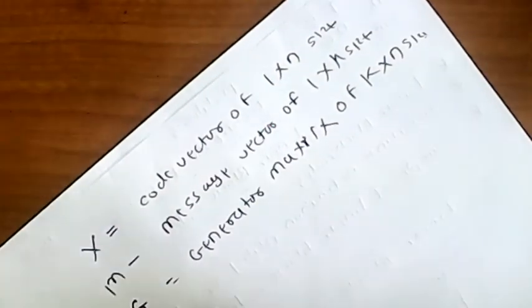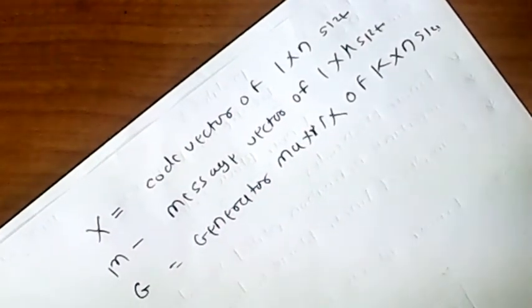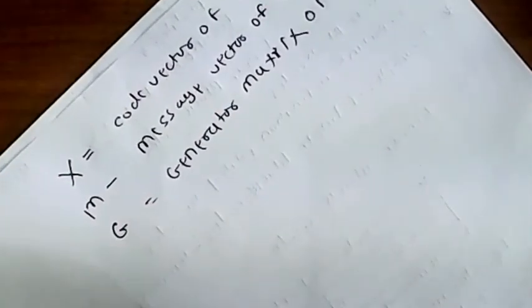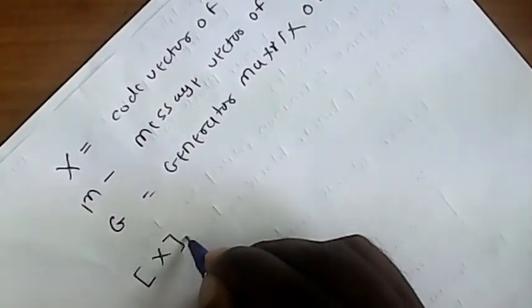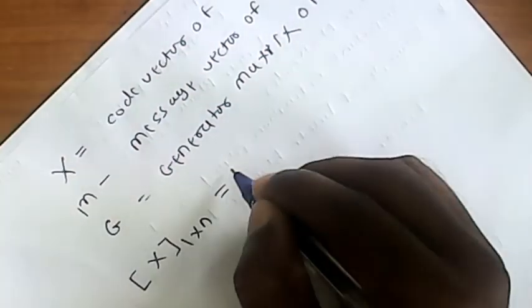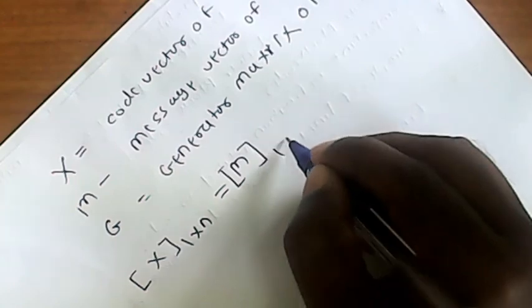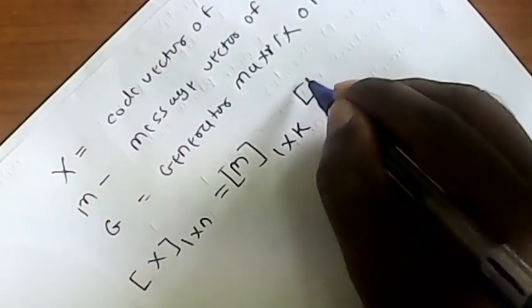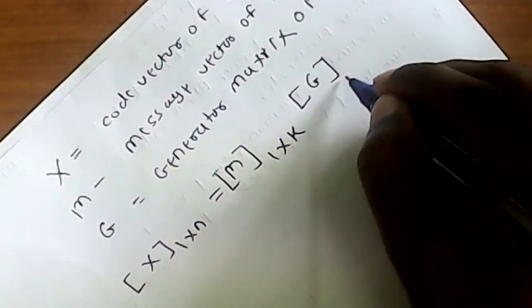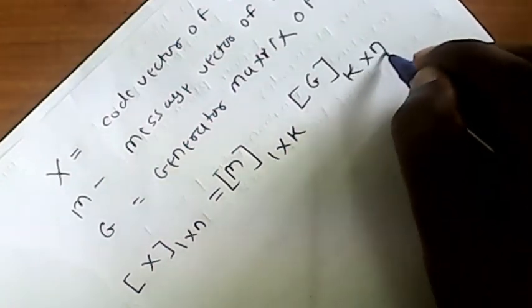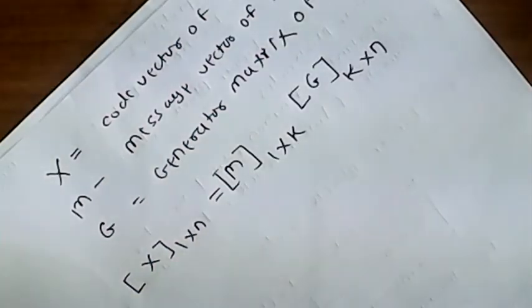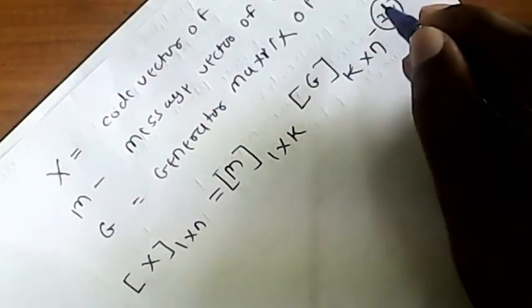So we can represent a code vector in the form of message vector times generator matrix. So we can represent x is equal to 1 into n in terms of message vector into generator matrix having dimension k into n. So this is equation number 4.